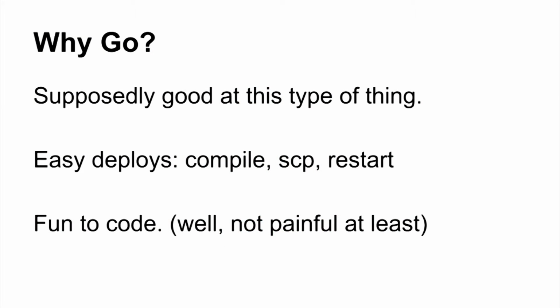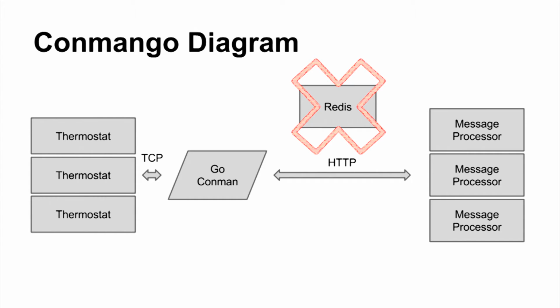Why Go? It's supposedly very good at this type of thing. Easy deploys: you just compile it, SCP up, and restart the binary. And it's fun to code, at least it's not painful. This is the current Conmango diagram. Thermostats make a TCP connection again to a Conman running in Go. I pulled out Redis and replaced it with essentially an HTTP server. So the message processors will be written a little differently to do HTTP requests from there. The main thing is just pulling out Redis, because Redis was kind of a bottleneck for us.